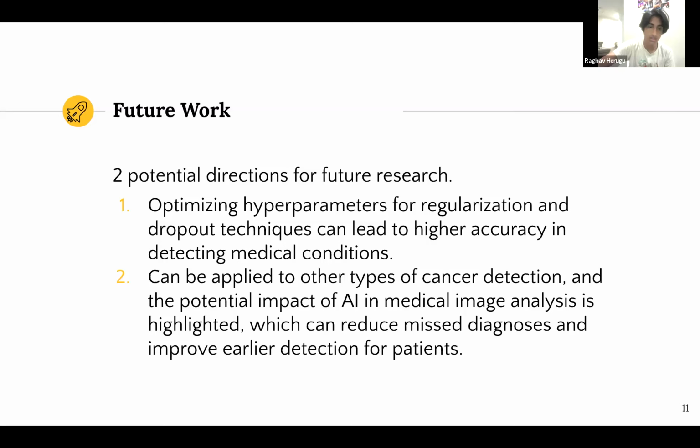in detecting medical conditions. Our second direction is to look beyond the realm of oral squamous cell carcinoma. We envision applying these AI techniques to detection of other types of cancer, and the potential impact of AI in medical image analysis is truly phenomenal. In conclusion, while we've made promising strides in this study, our journey is far from over. The future holds exciting possibilities for AI in the realm of medical diagnostics, and we're just beginning to tap its full potential. The promise of a future where AI significantly contributes to our fight against cancer is indeed a bright one.